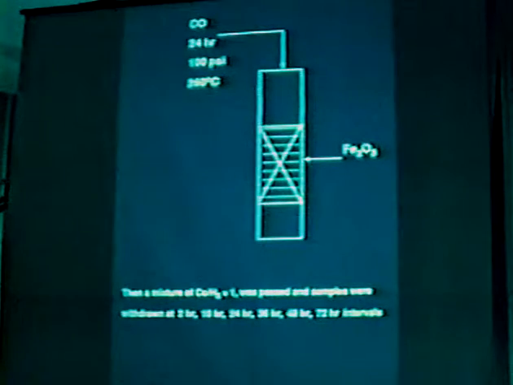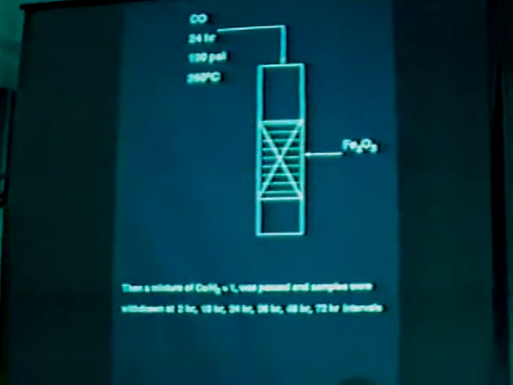Then after this catalyst had been pre-treated in carbon monoxide for about 24 hours, the reaction mixture was introduced into the reactor. The carbon monoxide to hydrogen ratio of 1 was introduced, and then the catalyst samples were withdrawn at regular intervals from 2 hours to about 72 hours.